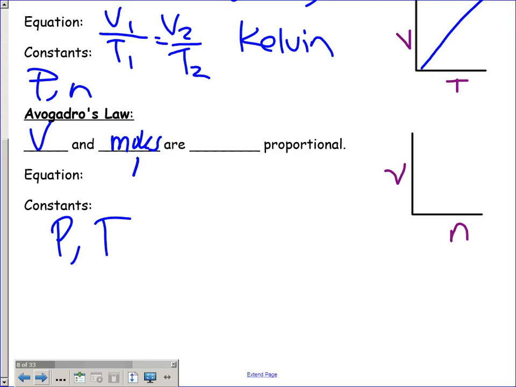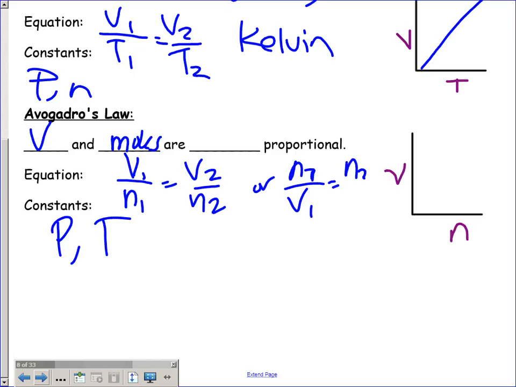Anybody? Say again? V, so you said V over N? You can do N1 over V1 or V1 over N1, it actually works out. So V1, I'll stick with this one, V1 over N1 is equal to V2 over N2, or N1 over V1 is equal to N2 over V2. They both work out because they're positively correlated. So your graph does look like this.